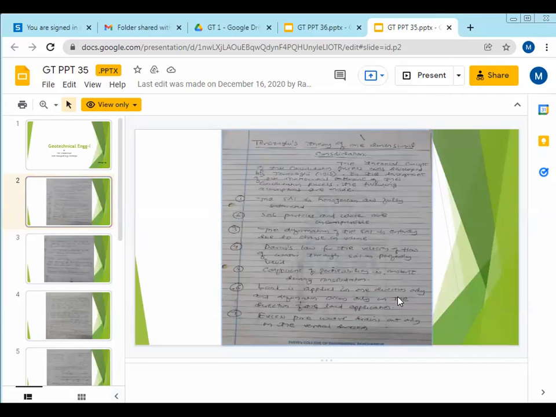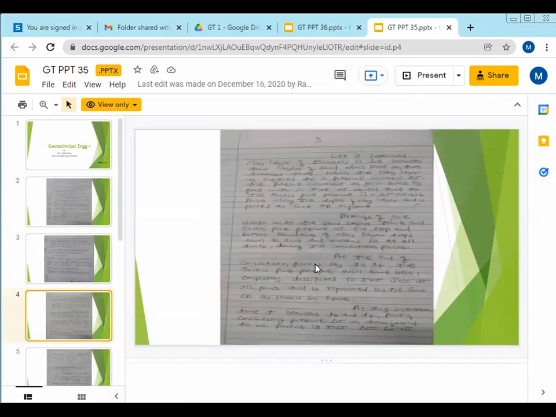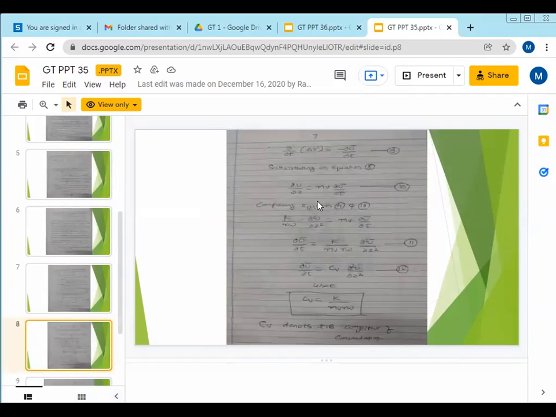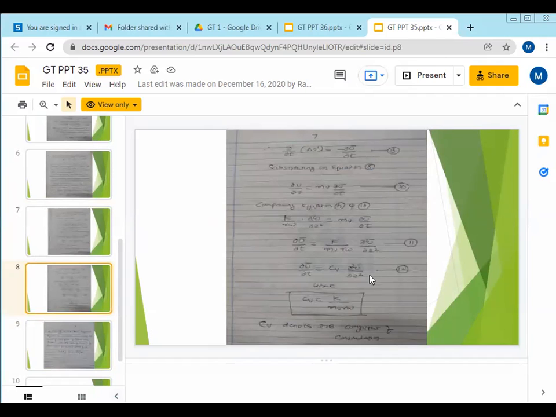Go through all of these and try to understand these assumptions. Then I started the derivation, and the derivation is not that difficult. Once you understand it by taking two drainage spaces, you can derive it. In the last class, we derived the formula: dou u by dou t is equal to Cv into dou 2u by dou z square.